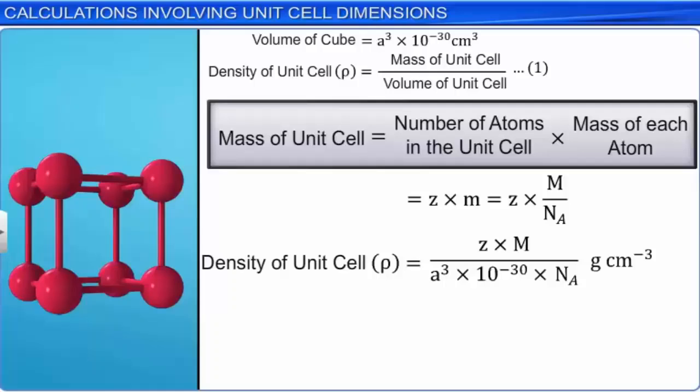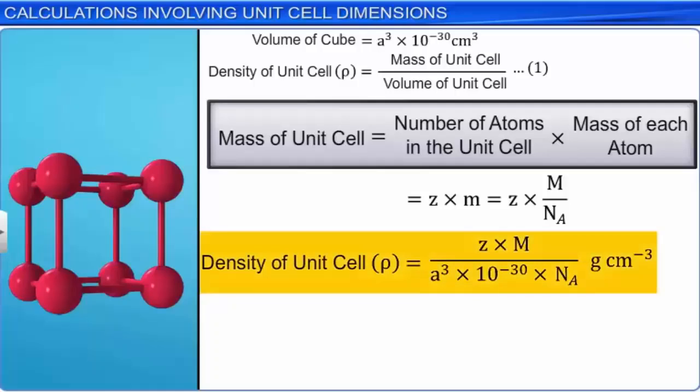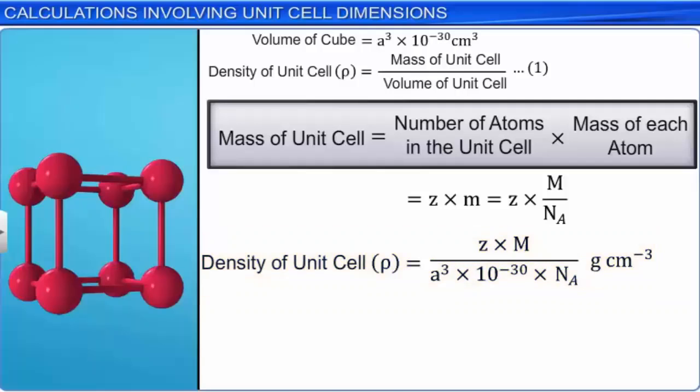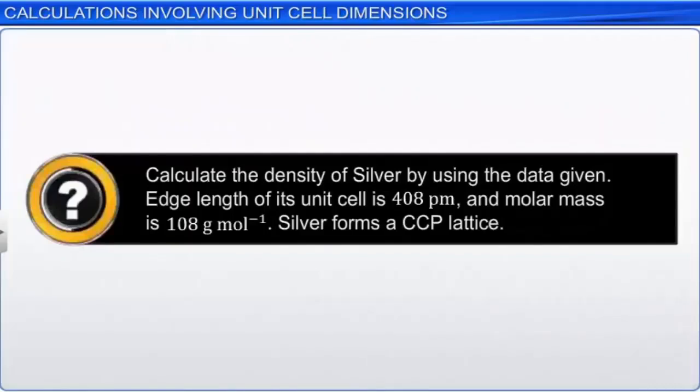Let's work out a problem based on this concept. Calculate the density of silver by using the data given. Edge length of its unit cell is 408 picometers and molar mass is 108 grams per mole. Silver forms a CCP lattice.